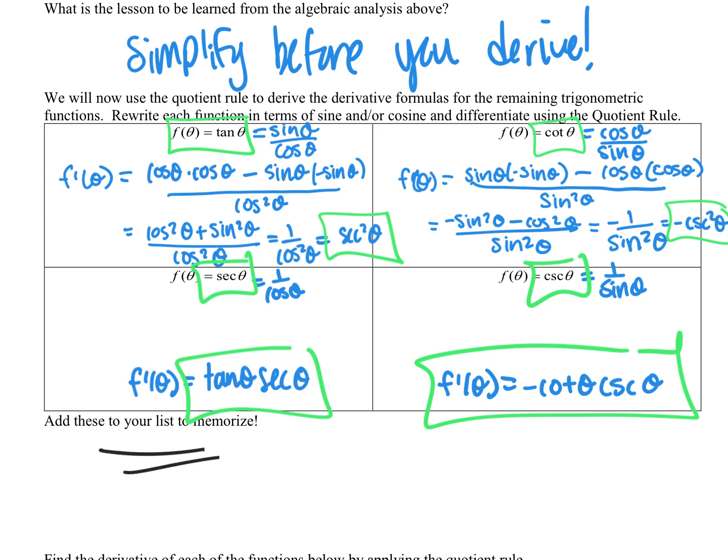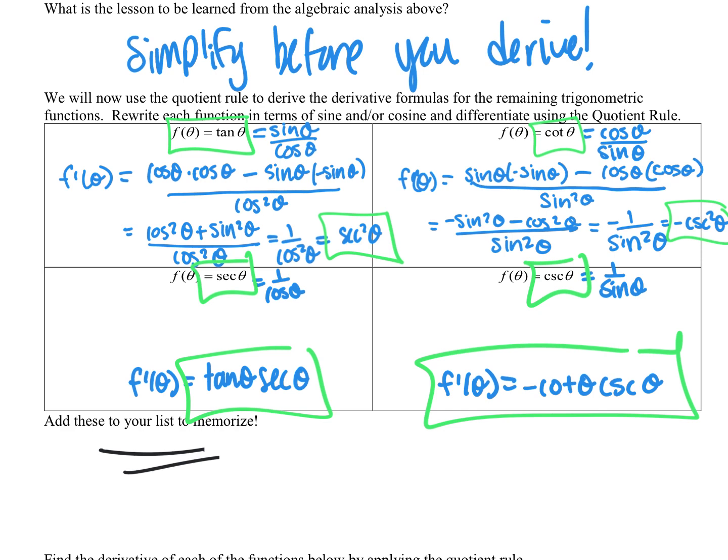You're not going to want to find these every single time, but let me point out some tricks that will help you, okay? 1, they go together. What's the derivative of tangent? Secant squared. What's the derivative of secant? Tangent secant, right? So tangent and secant always go together, right? And then this one is similar. The derivative of cotangent is not secant squared, but cosecant squared is just negative, right? And then the derivative of cosecant is negative cotangent cosecant, right?